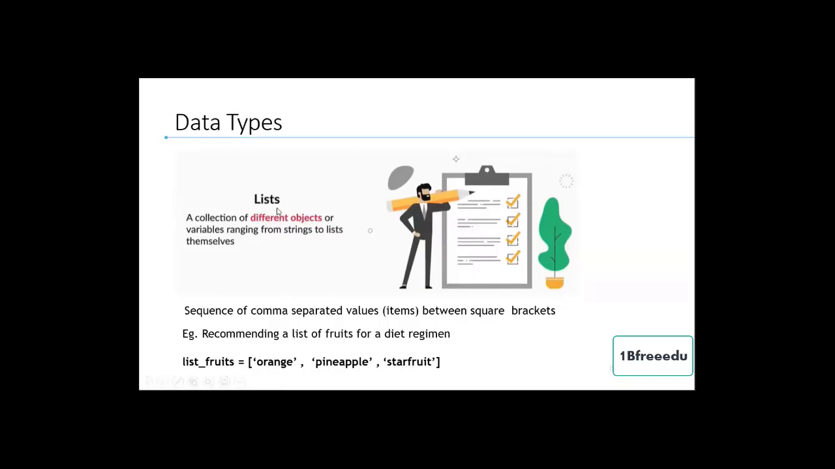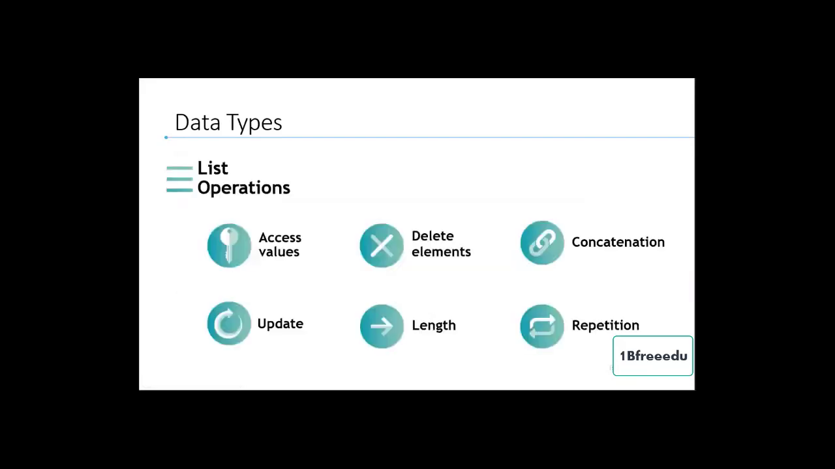Great. Okay, so what is a list? A collection of different objects or variables ranging from strings to lists themselves. So you can have lists within lists also. Okay, and it's a sequence of comma separated values between square brackets. For example, a list of fruits. This is how you define them. You can also put variables in it. Okay, you use square brackets to define a list. Okay, and then you can do various operations on lists: how you access different elements, how you delete elements, how you can concatenate two lists, how you can update a list, find out its length, and you can repeat the elements of the list also very easily. Okay, let's see how you can do all of these things.